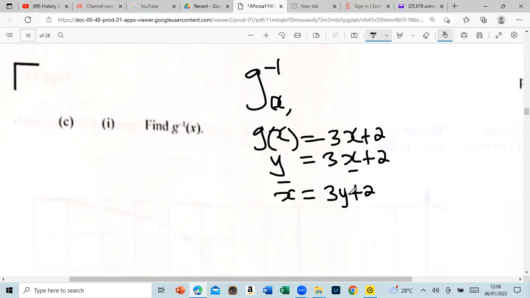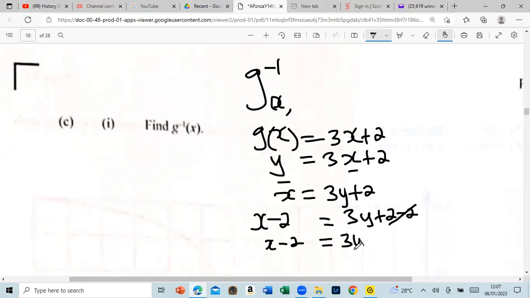So we get rid of this plus 2 by taking the inverse of plus 2. What's the opposite of plus 2? If you said minus 2, you are correct. So you do it to one side, you do it to both sides. So you'll get x minus 2 equal 3y.